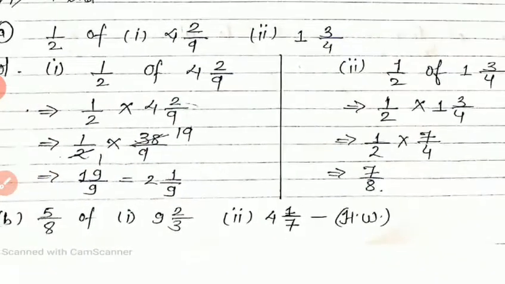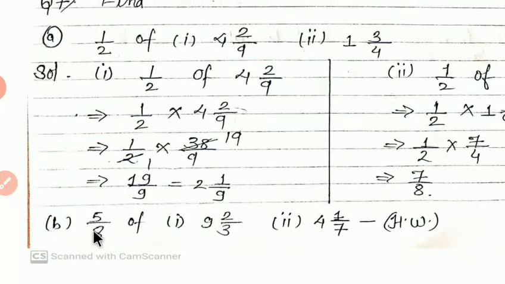In question number 2 also, part B, first you have to find 5 by 8 of 9 2 by 3. Then in second, 5 by 8 of 4 1 by 7. So this one is your homework.